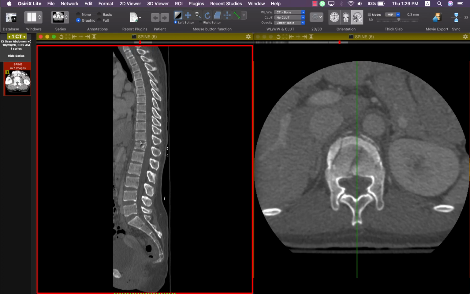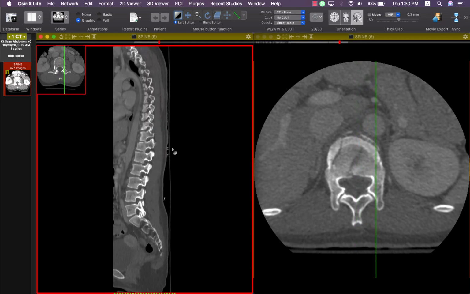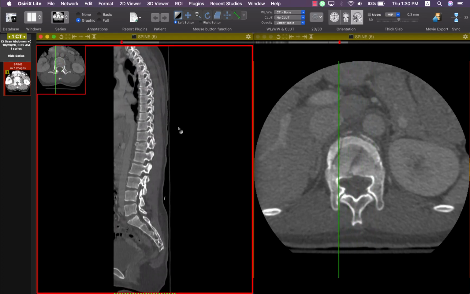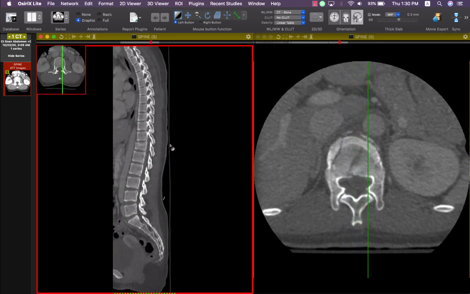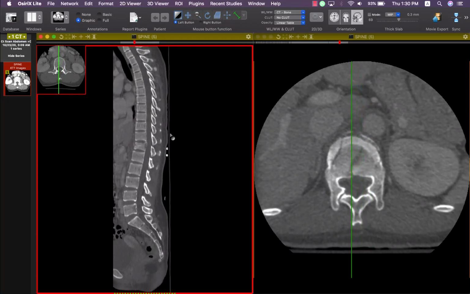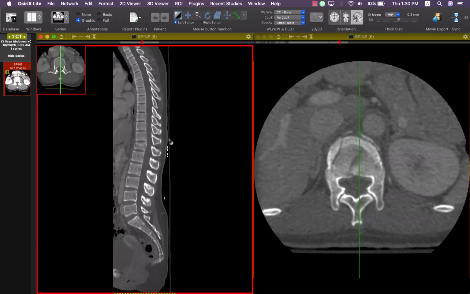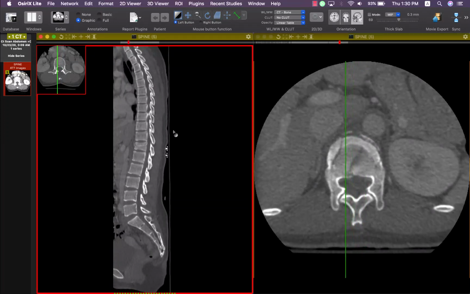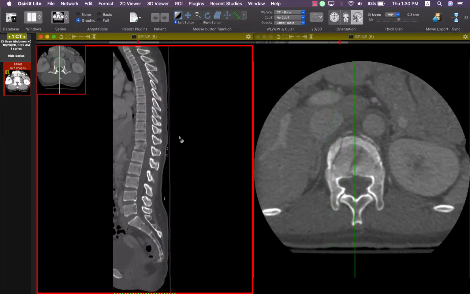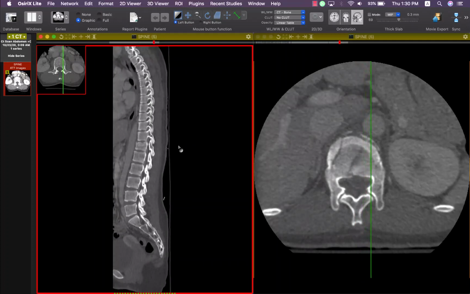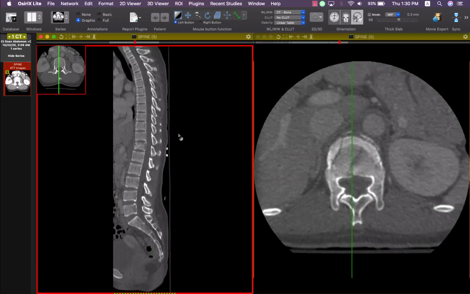This is the D12 vertebra, and apparently it is fractured. We should look for the alignment of this vertebra in relation to the other vertebrae, and we can see there is no significant malalignment at the fractured vertebra. So this is the first step, to exclude the translation injury. So this is not a translation injury fracture.